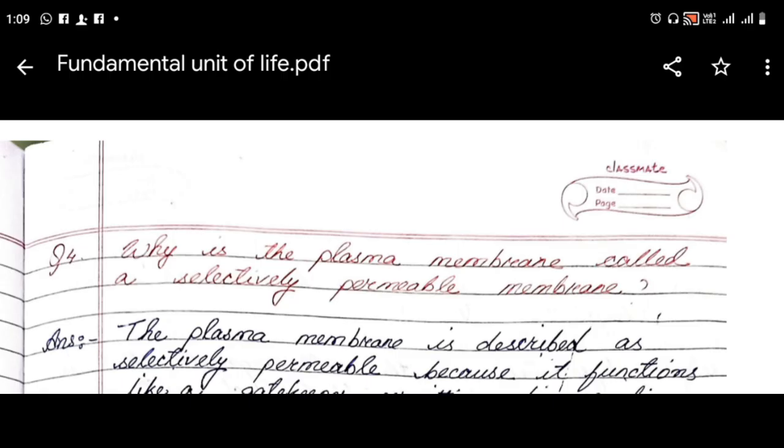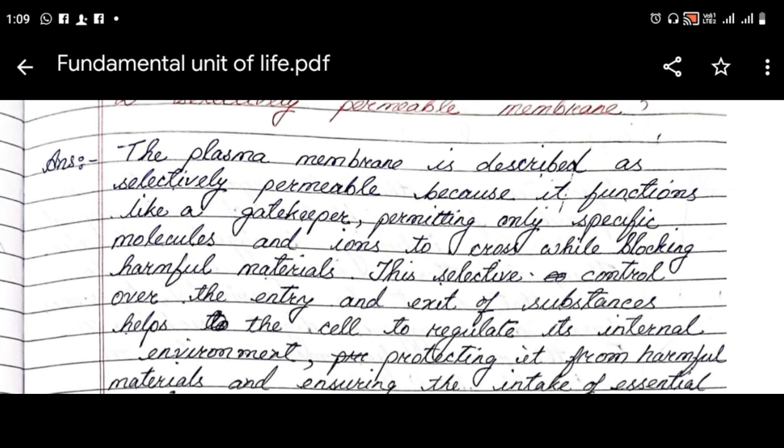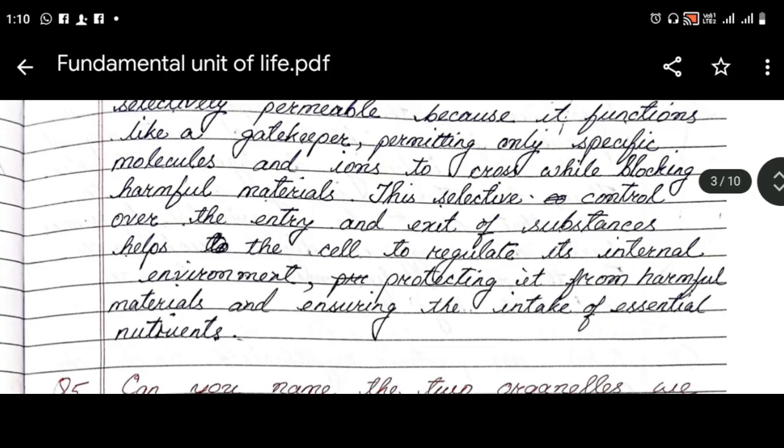Question number 4. Why is the plasma membrane called a selectively permeable membrane? Answer. The plasma membrane is described as selectively permeable membrane because it functions like a gatekeeper, permitting only specific molecules and ions to cross while blocking harmful materials. This selective control over the entry and exit of substances helps the cell to regulate its internal environment, protecting it from harmful materials and ensuring the intake of essential nutrients.